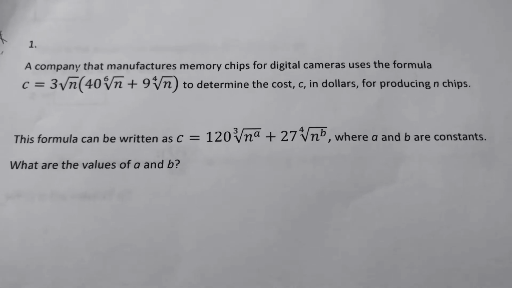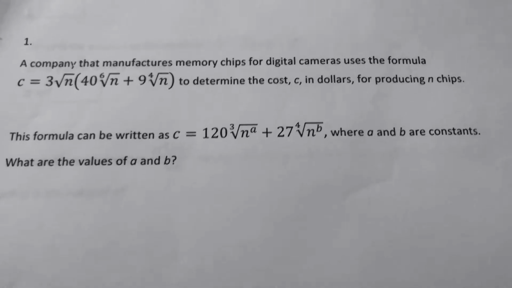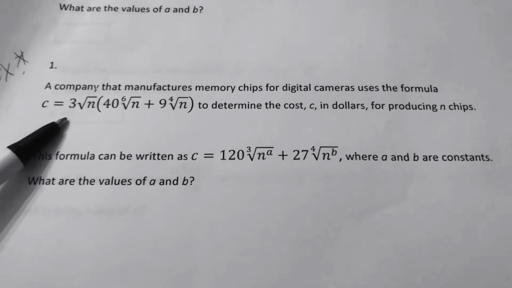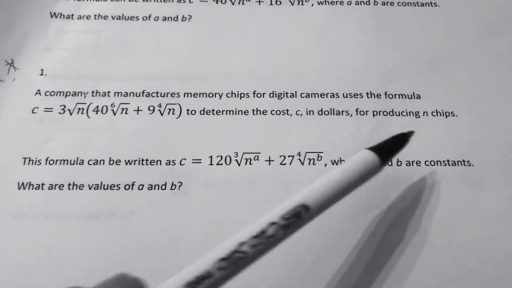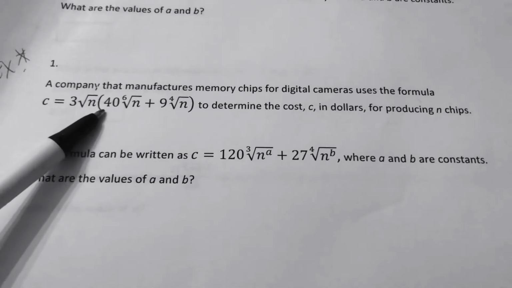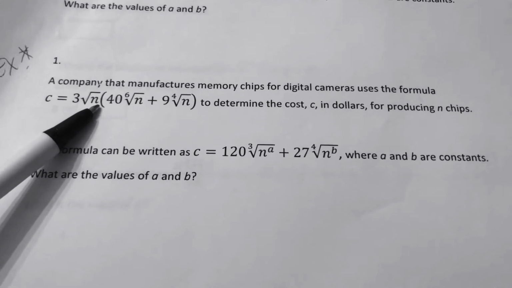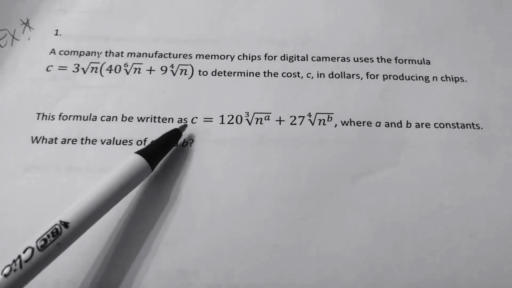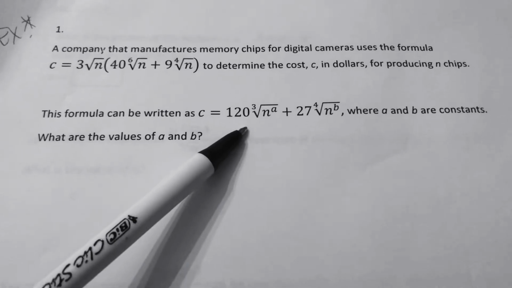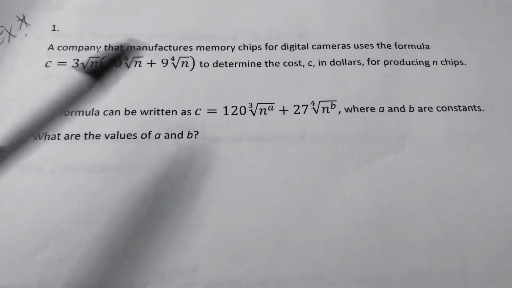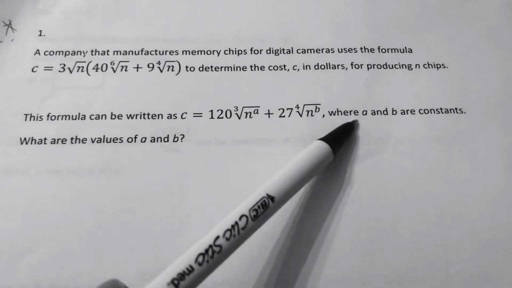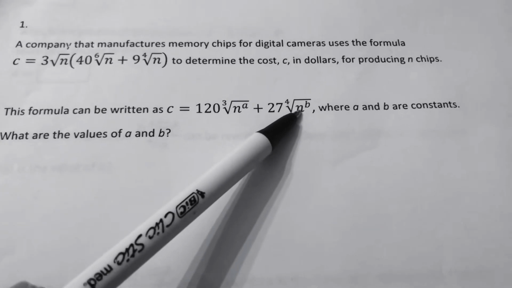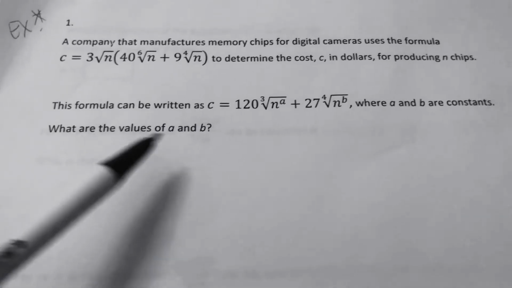So a company that manufactures memory chips for digital cameras uses this formula here to determine the cost C in dollars of producing N chips, right? So the cost in terms of how many chips. They're telling you that this formula can also be written like this, where A and B are constants. So you have A here, this exponent and this exponent, A and B are constants. What are the values of A and B?